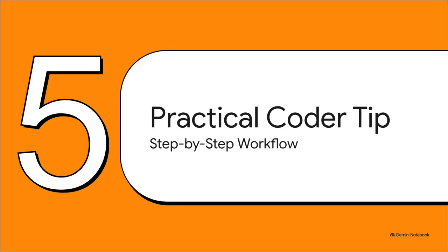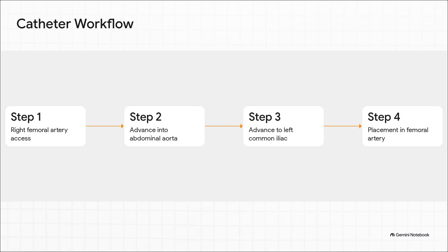Section 5. Practical coder tip. Let's make this concrete with a practical example so you can see how this builds into your daily workflow. Honestly, applying these rules correctly is exactly what separates novice coders from the true experts. Imagine you're reading this operative report. The patient is in the angio suite. The physician accesses the right femoral artery. That's step 1. They advance the guide wire and catheter up into the abdominal aorta. Step 2. Then they cross over the aortic bifurcation, advancing the catheter down into the left common iliac artery. Step 3. Finally, they advance the catheter even further down the leg, parking it in the left superficial femoral artery to evaluate the tibial level. That is step 4, the final resting place.